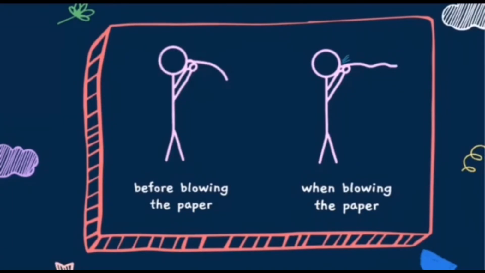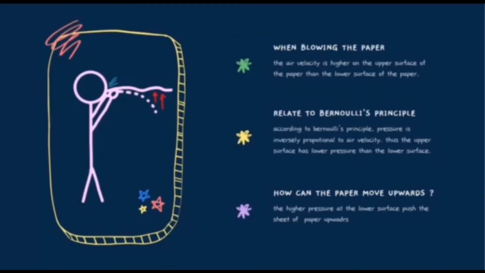Take a look at the diagram below. Why does the paper move upwards when we blow it? When blowing the paper, the air velocity is higher on the upper surface of the paper than the lower surface of the paper. We know that, according to Bernoulli's principle, pressure is inversely proportional to air velocity, which is, when the air velocity is higher, the pressure will be lower. Thus, the upper surface has lower pressure than the lower surface.